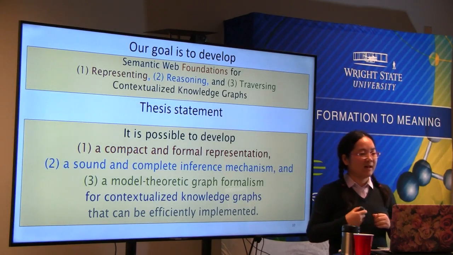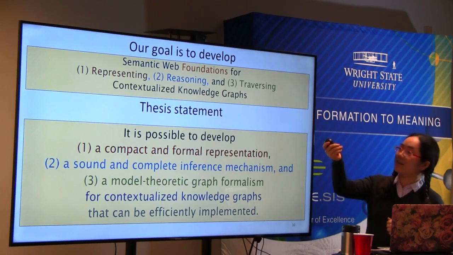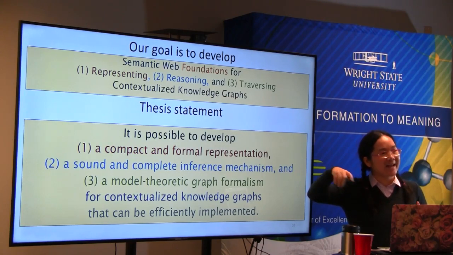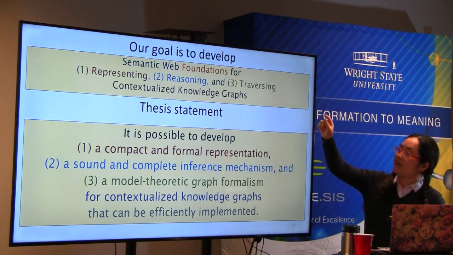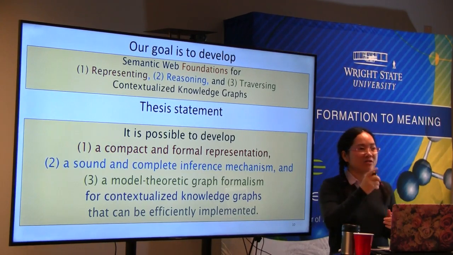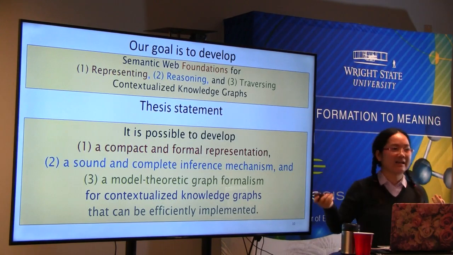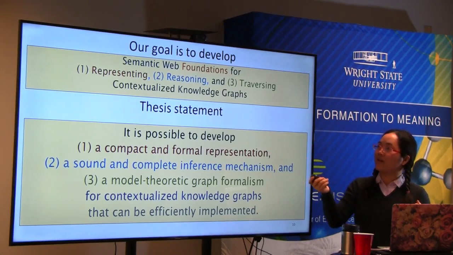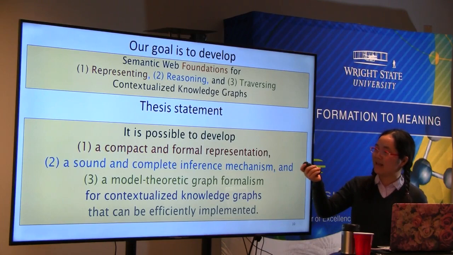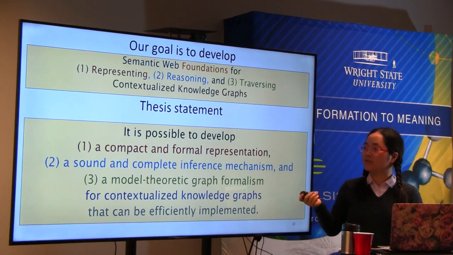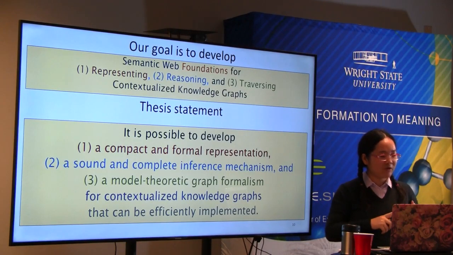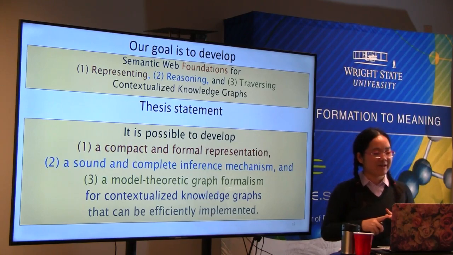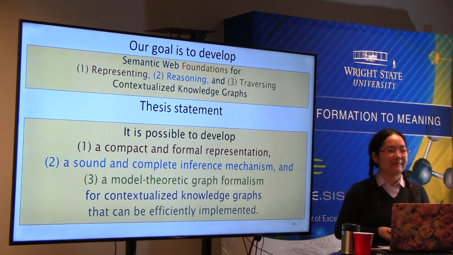Our goal for this work is to develop the Semantic Web Foundation, as I explained why it is the foundation with the Semantic Web Cake architecture. Our work is at the bottom. I focus on three aspects: representing, reasoning, and traversing the graph for contextualized knowledge graphs. The thesis statement to be validated today is that I believe it is possible to develop, first, a compact and formal representation; second, a sound and complete inference mechanism; and third, a model theoretic graph formalism that can be efficiently implemented.